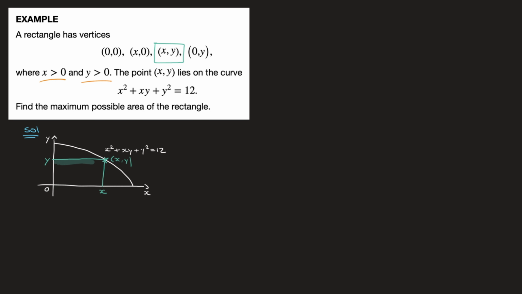Okay, so we were in no way asked to make this sketch, but I just find it useful to get a clear visual of what it is I'm trying to find. So again, we need to find the maximum possible area of this shaded rectangle.